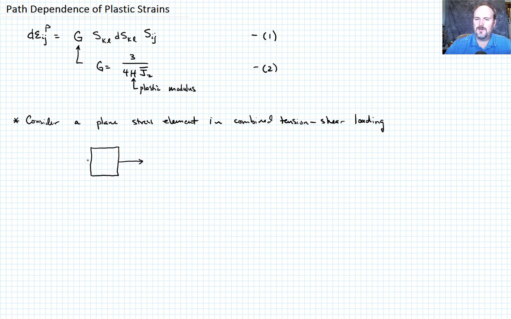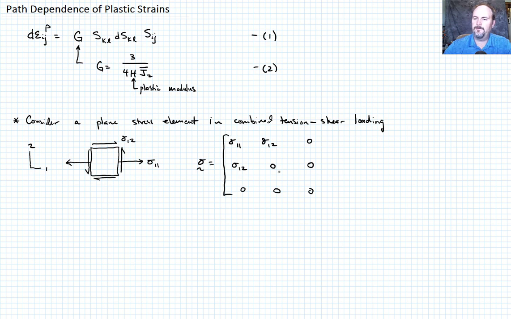We're going to apply some stress, let's say sigma 1,1. And then we will end up with also a sigma 1,2. And of course our directions are 1 and 2 here. So that we could write the stress tensor for this case as sigma is equal to sigma 1,1, sigma 1,2, sigma 1,2, 0, 0, 0. It's plane stress, right? Something like that.